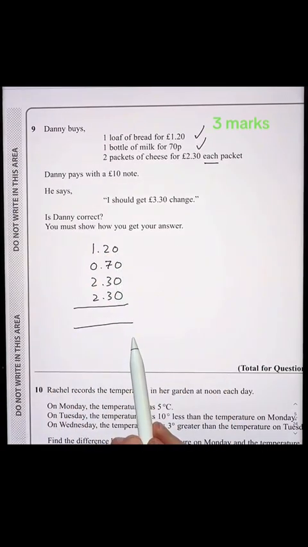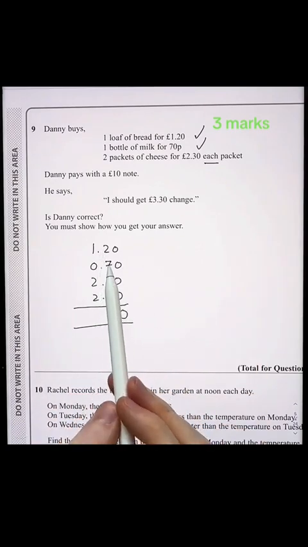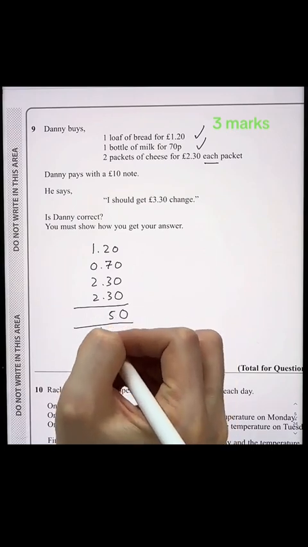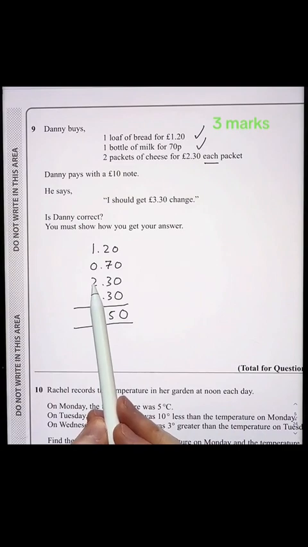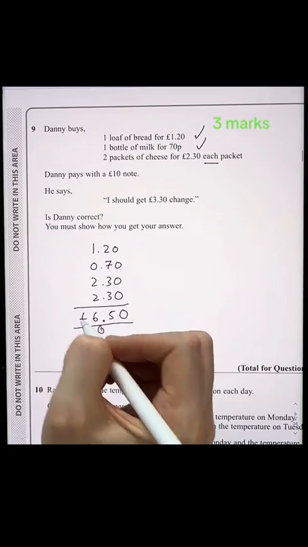Adding up each of my columns, always starting from the right. My first column on the right gives us just 0. My next column, 2 add 7 gives us 9. 9 add 3 is 12. And 12 add 3 gives us 15. So I put the 5 down and carry the 1. I always keep the decimal point fixed. Adding up my next column, 1 add 2 is 3. 3 add 2 is 5. And the one I carried gives us 6. So Danny's total bill came to £6.50.